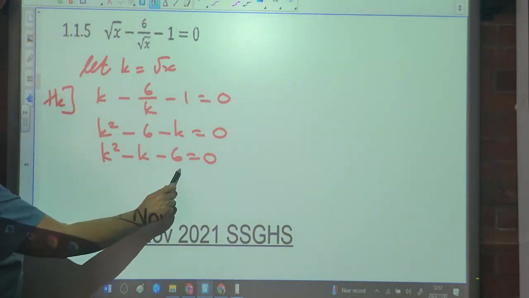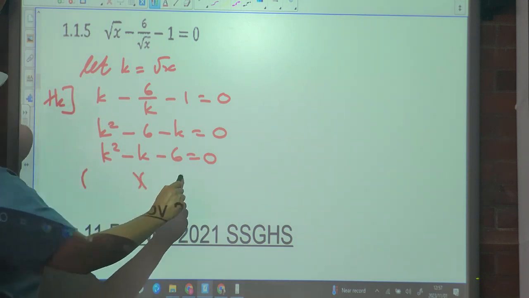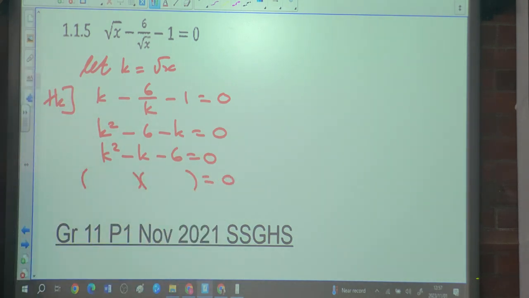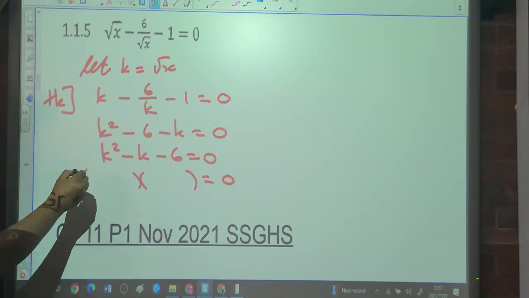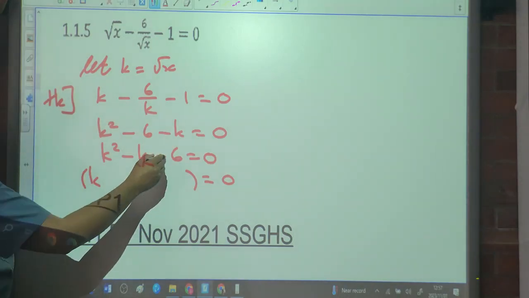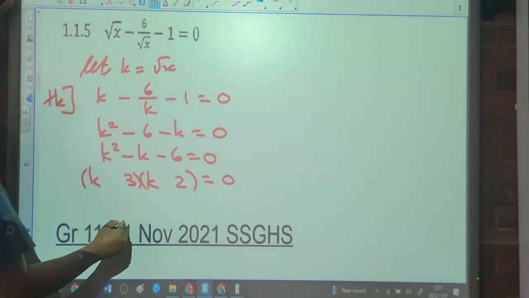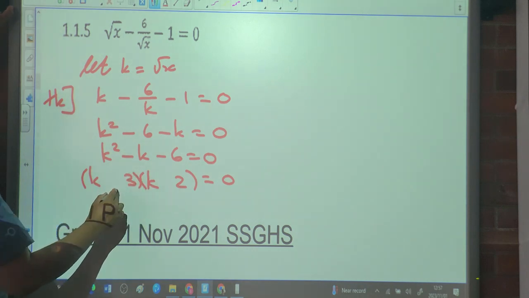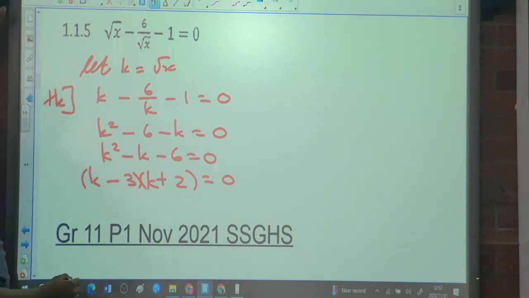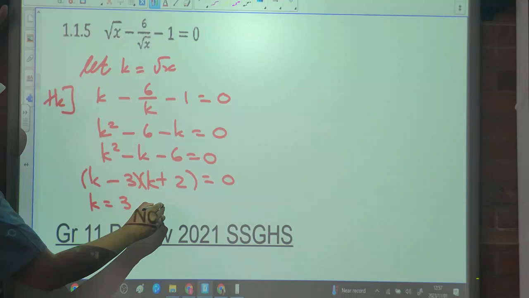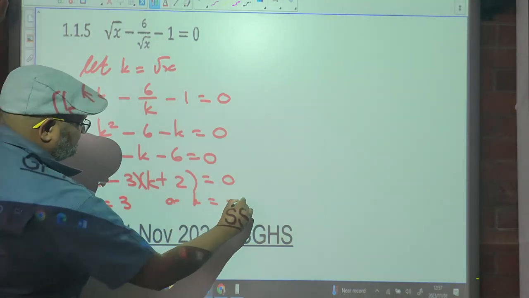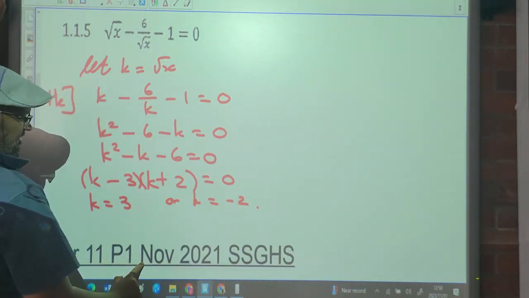So what is this now to us? Trinomial. You can use the quadratic formula, no problem. Otherwise you can use this factorization, it's fairly simple. The sum is 3 and 2, the bigger number must be the sign of the middle term, which is negative. So k is equal to 3 or k is equal to negative 2.